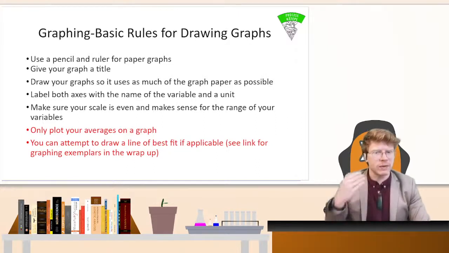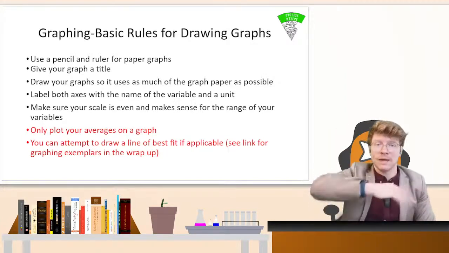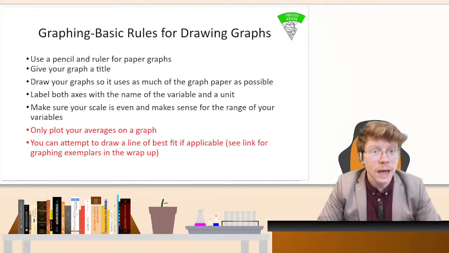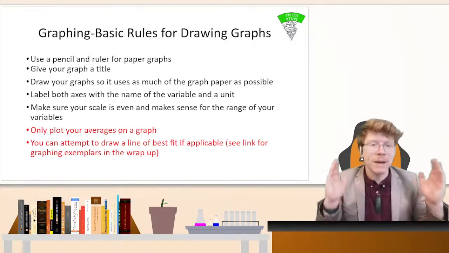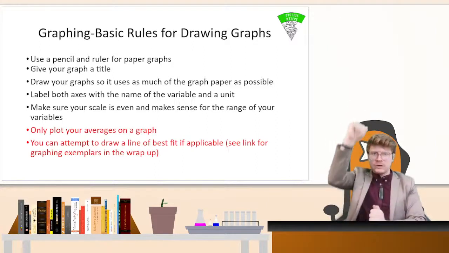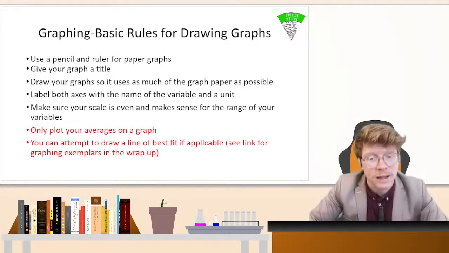So we need to give our graph a title. We need to use pen and pencil and rulers if we're doing this on paper. We need to make sure we label our axes and give them units. Our axes are our lines that go like this and like this, right? And we need to make sure that the scale that we pick starts at 0 and makes sense. We don't want some weird graph that's really skinny and really tall. We want something that fills the space so it's nice and easy to see.